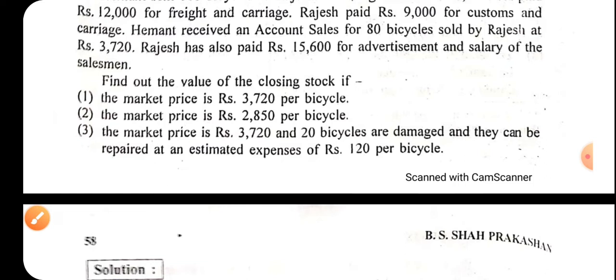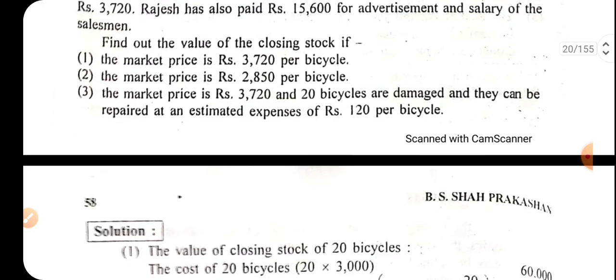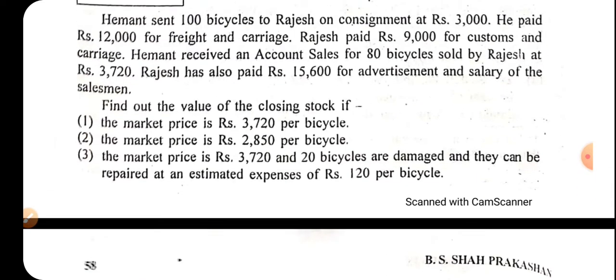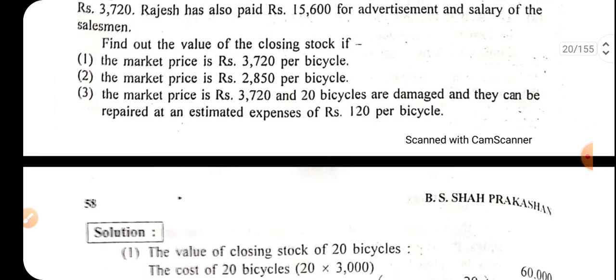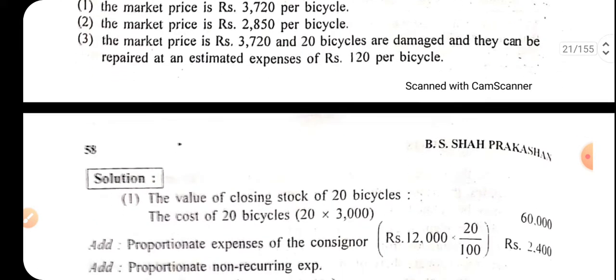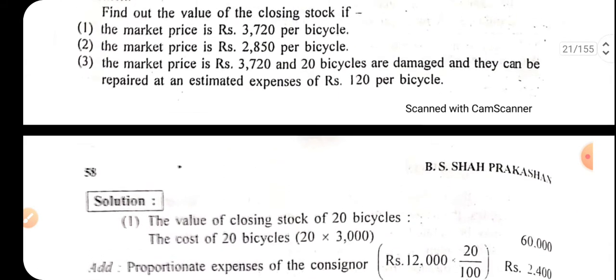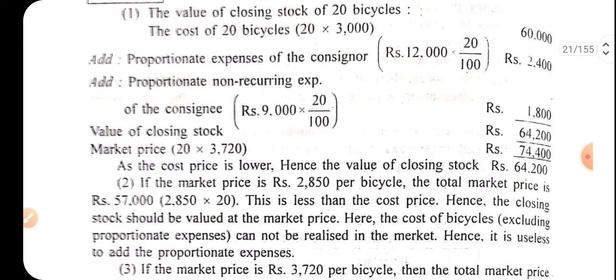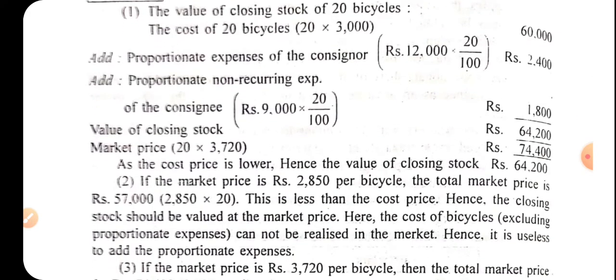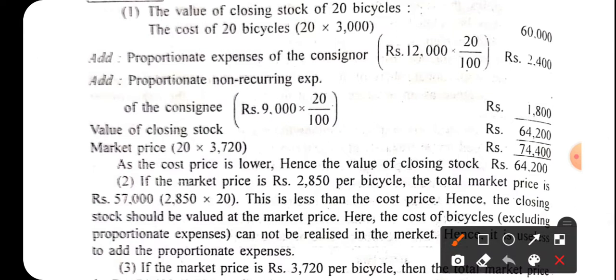So we have three alternatives to evaluate the value of closing stock. The first information is the market value is 3720. So 20 bicycles are closing stock, and 20 cycles into 3720 results in 74,400. So the market value of closing stock is 74,400.